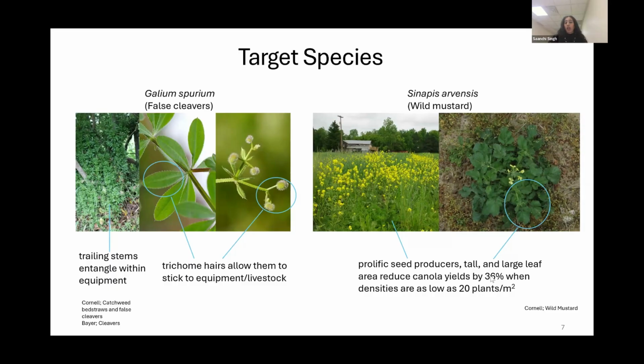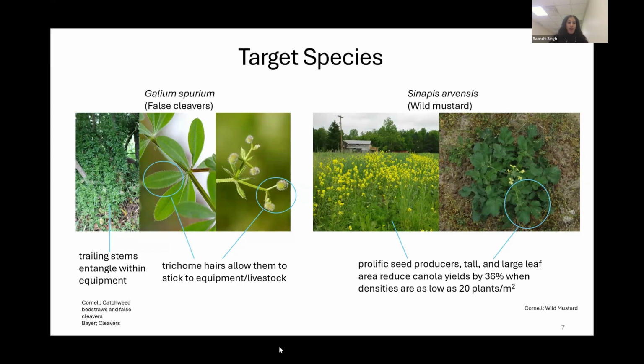And we're also working on Sinapis arvensis, which is commonly known as mustard. It's a class 3 weed. It's also a prolific seed producer. Each plant can produce at least 3,000 seeds. It also grows taller compared to nearby plants, and its leaf area is larger than nearby plants. And so this prevents neighboring plants from photosynthesizing. And in fact, studies have shown that it can reduce canola yields by 36% when densities of wild mustard are as low as 20 plants per meter squared. It also has large seed banks, which can remain viable for 60 years.